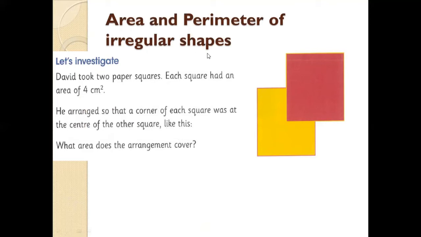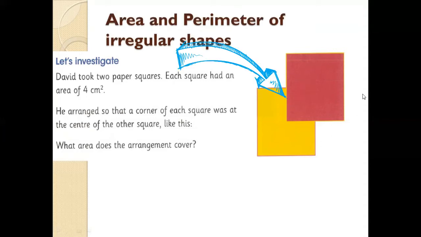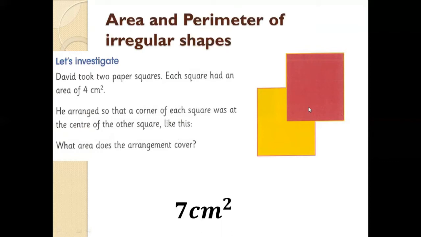Now, it's a new topic for us. It's area and perimeter of irregular shapes. Before this, we were just learning regular shapes. But today, we will learn irregular shapes. Now, David took two papers of squares, and each square's area should be 4 centimeters square. If this area is 4 centimeters square, it means we are dividing this into four parts, like here. You can see I divide this into four parts, so each part should be 1 centimeter square.